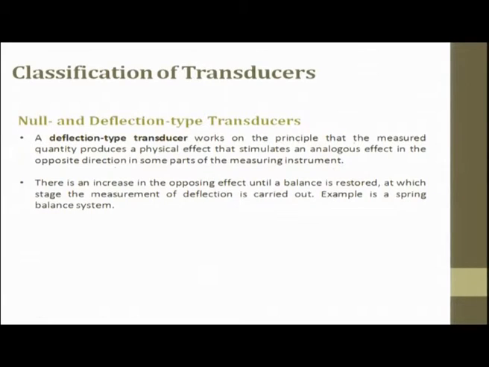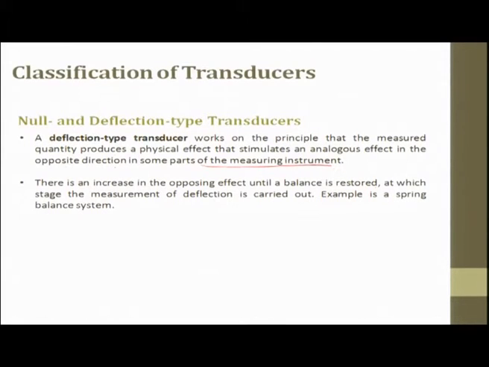Or, if the measured quantity is temperature, it produces a physical effect, stimulating an analogous effect like putting a thermocouple and measuring it in the opposite direction in some part of the measuring instrument. There is an increase in the opposing effect until a balance is restored, at which stage the measurement of deflection is carried out. Example, a spring balance.